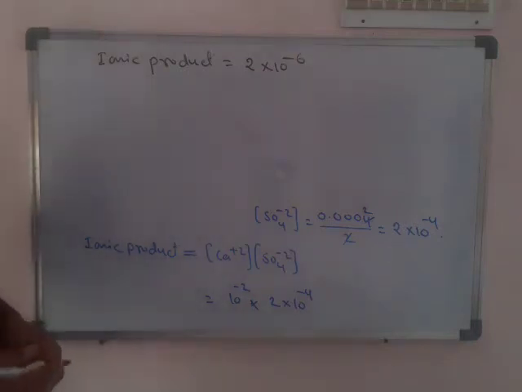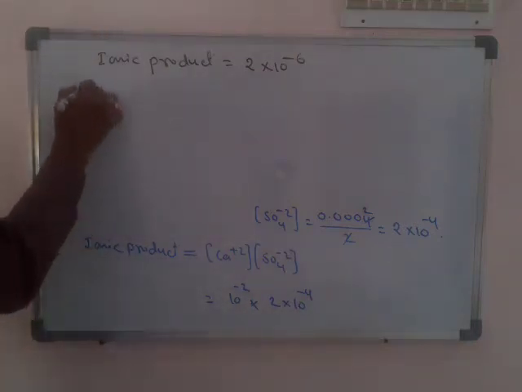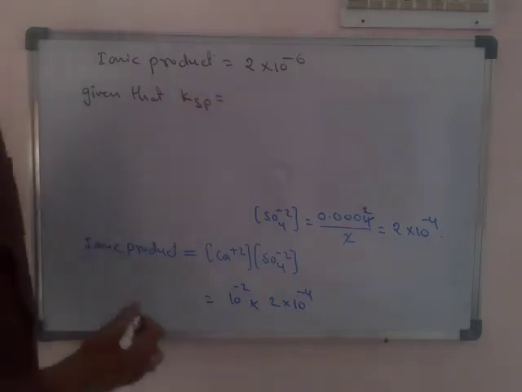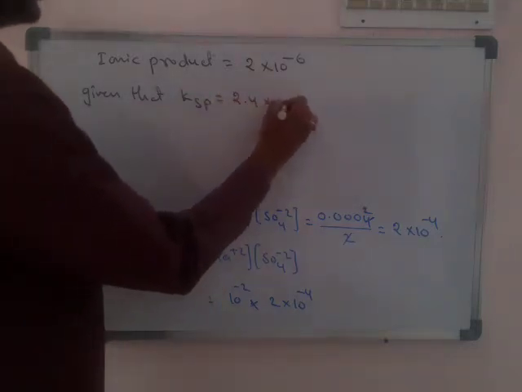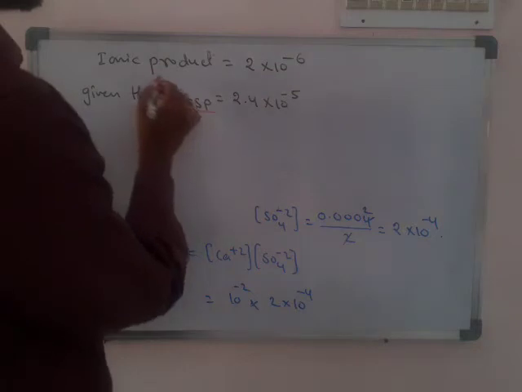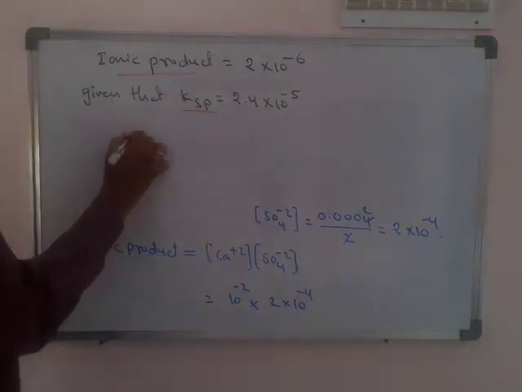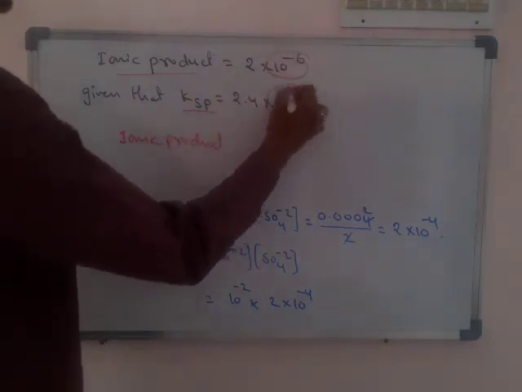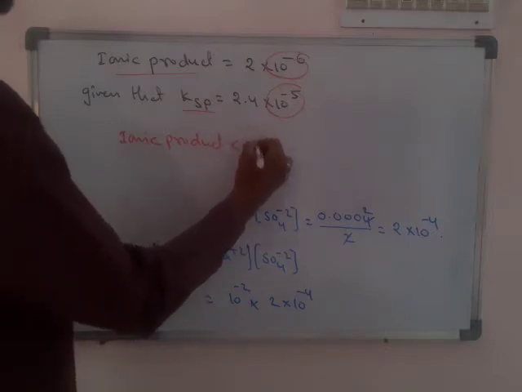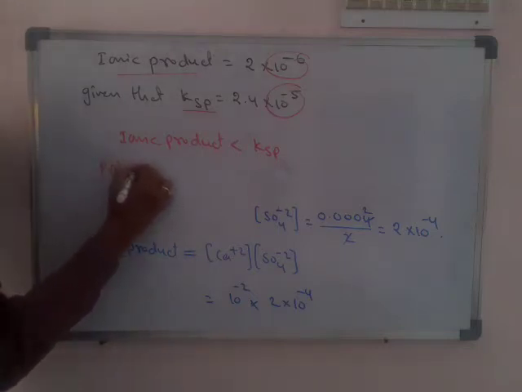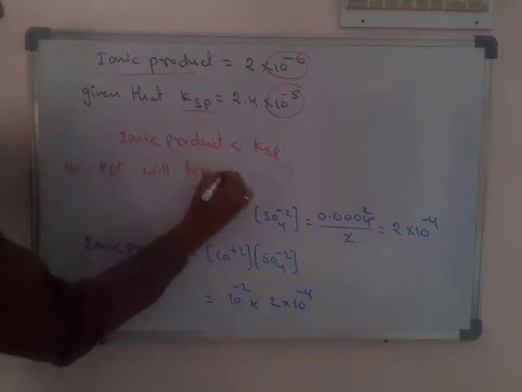So if you compare the KSP, what is the KSP value given? Given that KSP is equal to 2.4 into 10 to the power of minus 5. So now apply the conditions. Already we know the conditions here: KSP and ionic product. So therefore we can say the ionic product is 10 power minus 6, and KSP is 10 power minus 5. So the ionic product is less than KSP. When it is less than KSP, no precipitate will be formed.